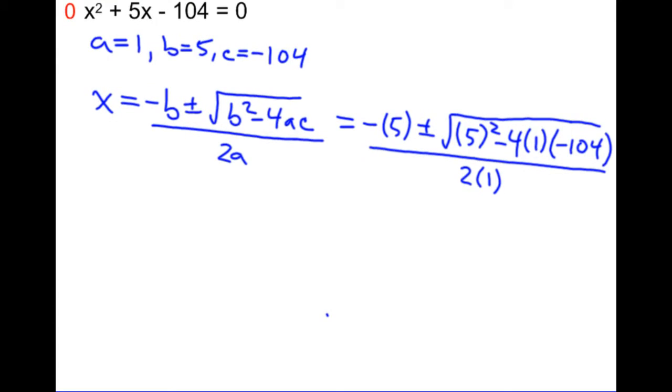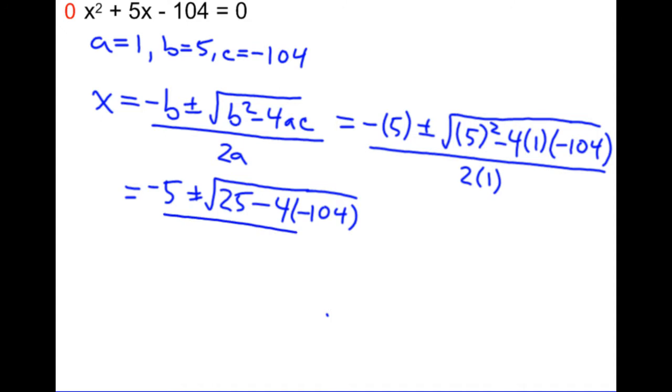I'll continue by simplifying this expression. So I have x equals negative 5 plus or minus the square root of 5 squared is 25 minus 4 times 1 is 4. And I still have my negative 104. I'm just going to do one step at a time each time I pass through. And 2 times 1 is 2.